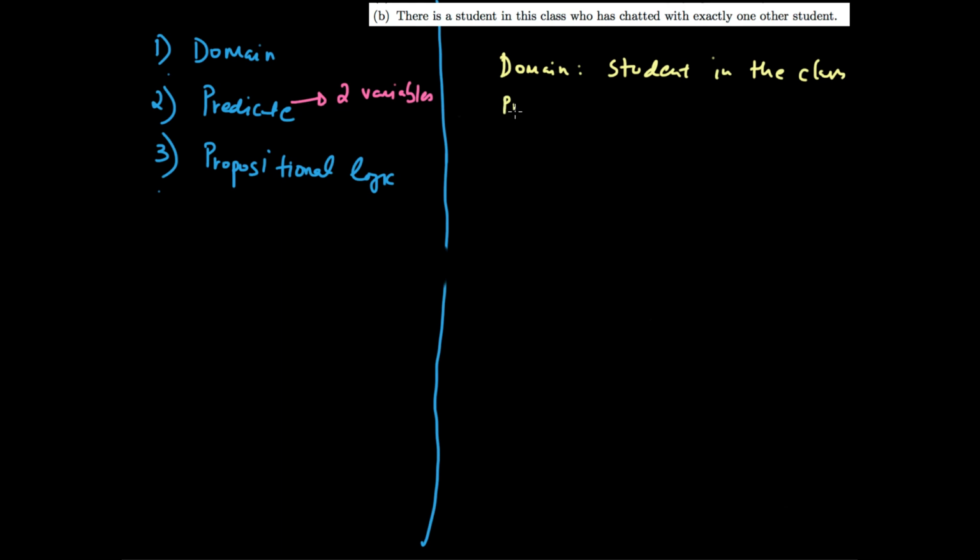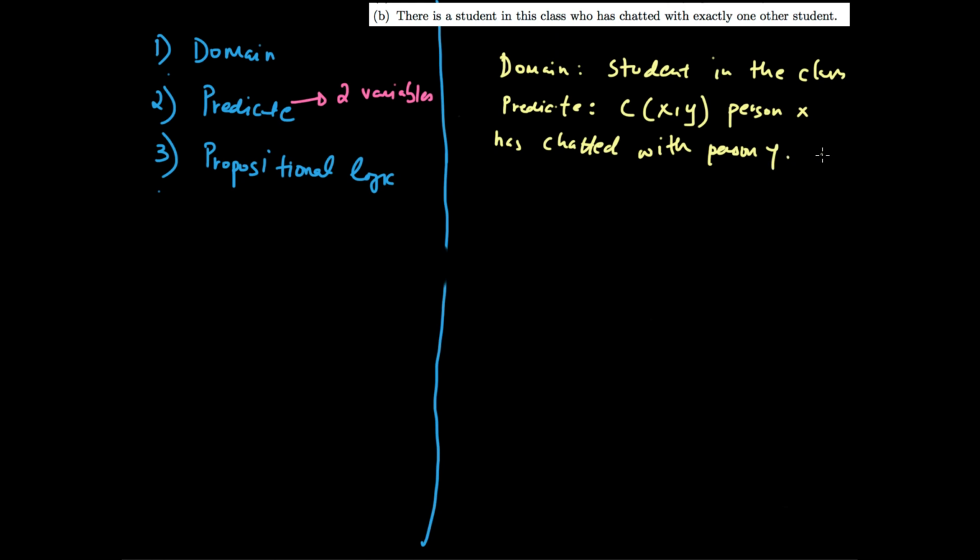So my predicate is going to be C of x comma y such that person X has chatted with person Y. Okay, now how would I put the entire proposition logic such that there's a student in this class who has chatted with exactly one other student?